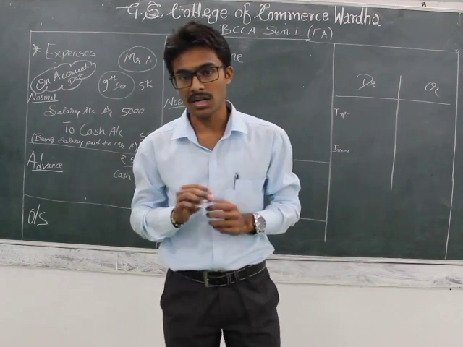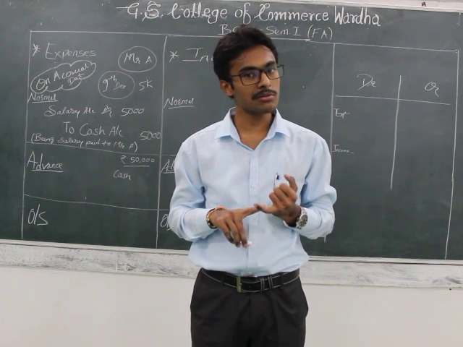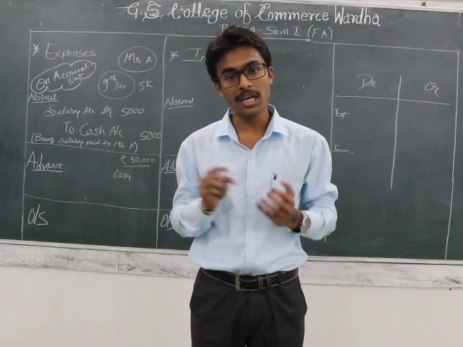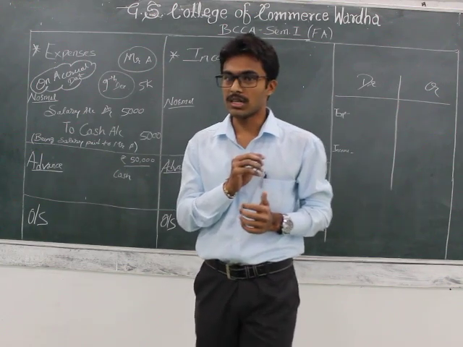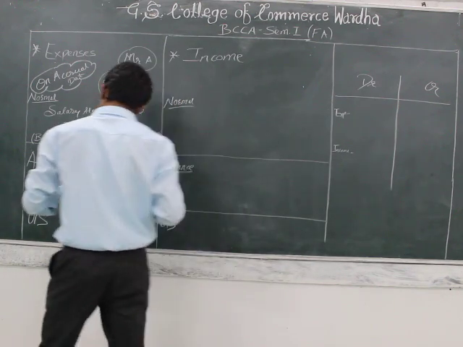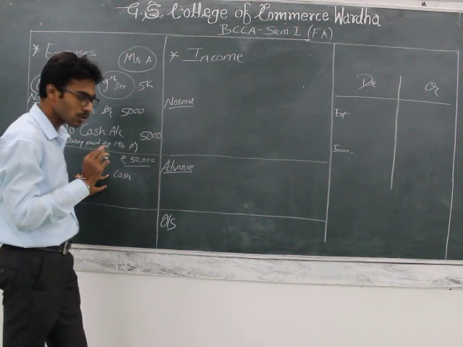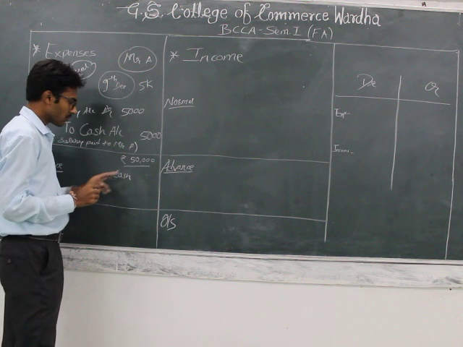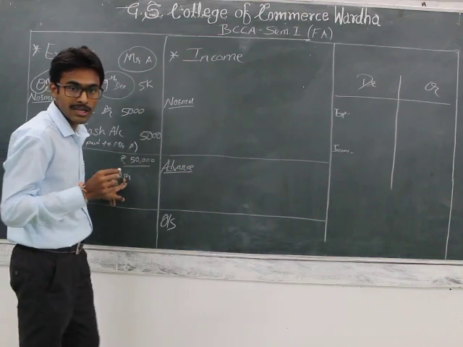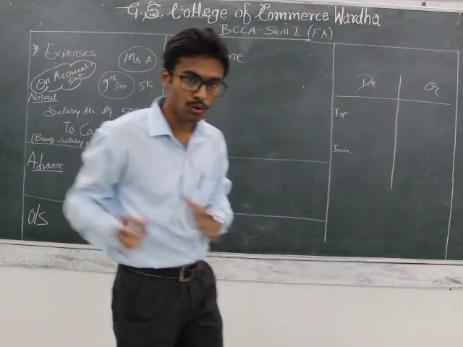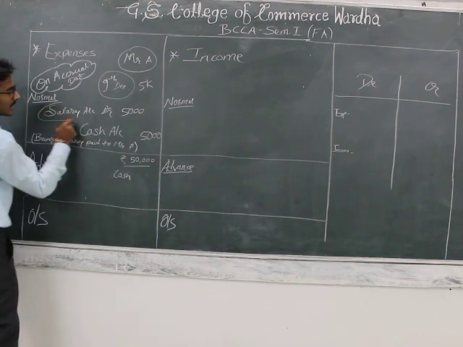accounts in personal accounts. First, natural personal account, second, artificial personal account, and the third one, representative personal account. So we will discuss here the representative personal account. Here again we will get two aspects. One will be the cash. We are providing 50,000. That means 50,000 will be credited. Why? Because cash is going out, exactly like in this case. But we have debited salary here.